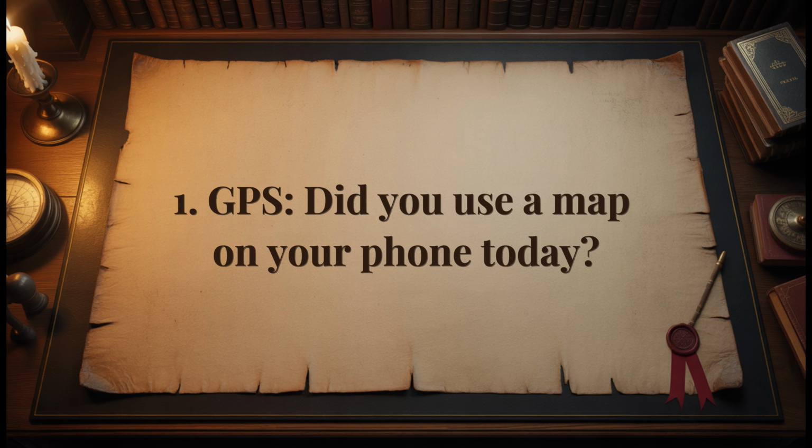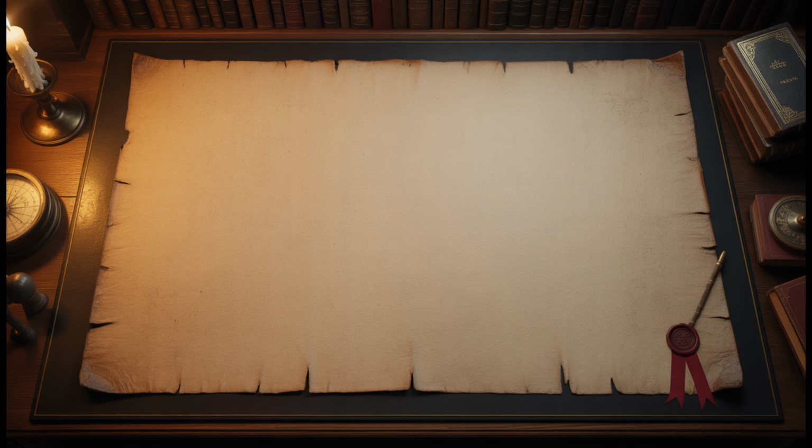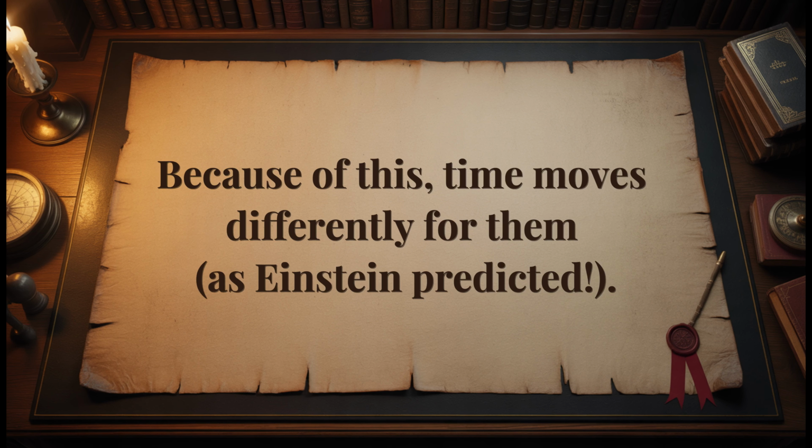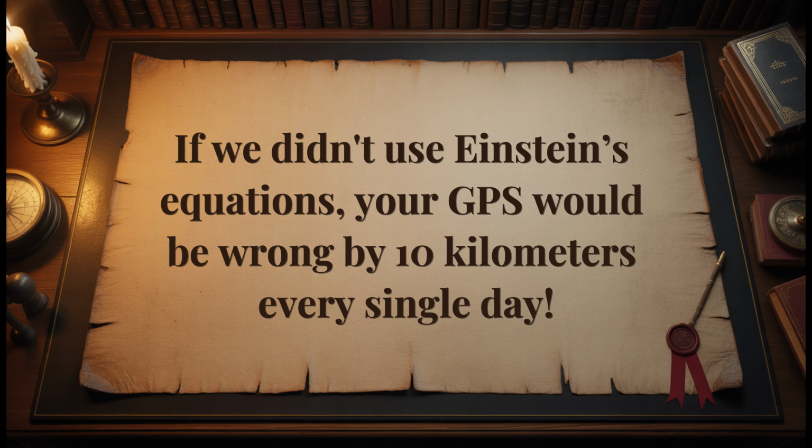1. GPS. Did you use a map on your phone today? The satellites in space move very fast and are further from the Earth's gravity. Because of this, time moves differently for them, as Einstein predicted. If we didn't use Einstein's equations, your GPS would be wrong by 10 kilometers every single day.